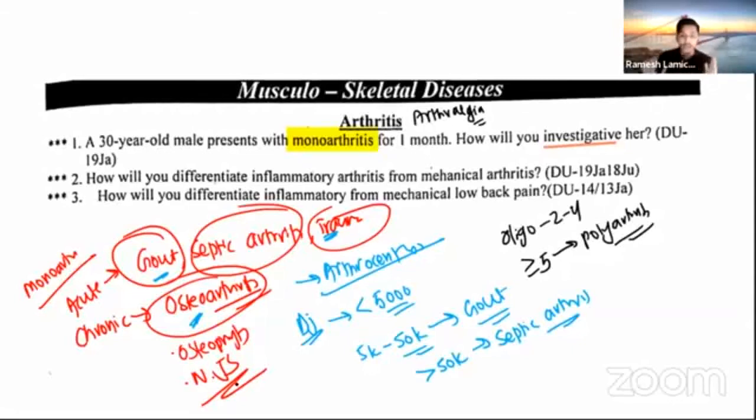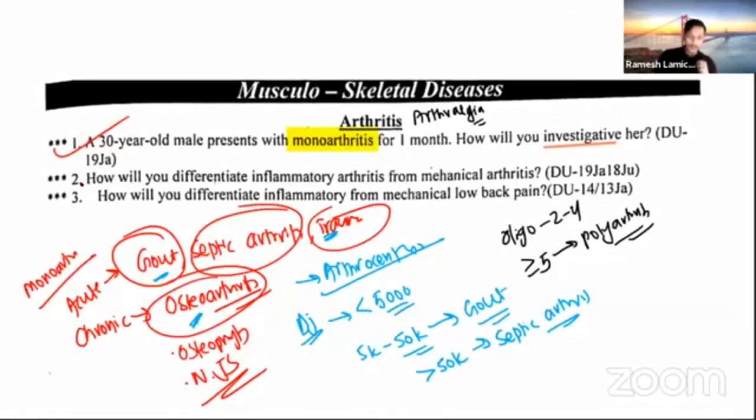So this is how we can differentiate, like, the differential diagnosis of monoarthritis. So see question number 2. Question number 2 is asking about the difference between inflammatory and mechanical arthritis. So what is the difference?